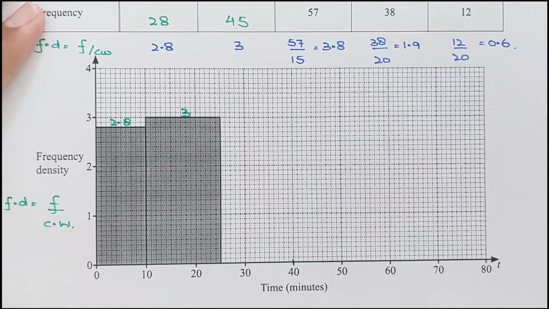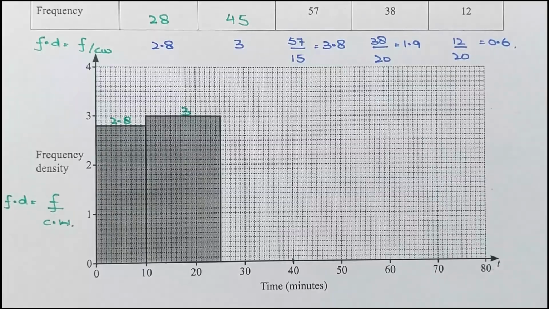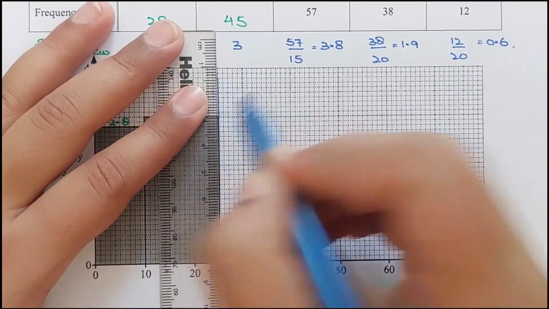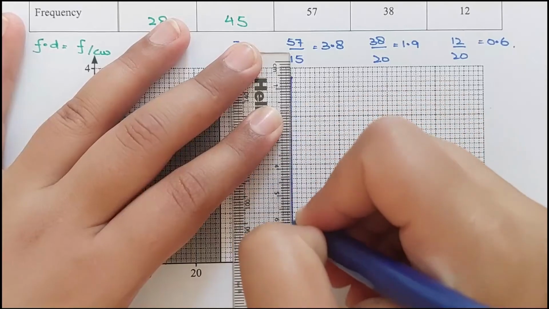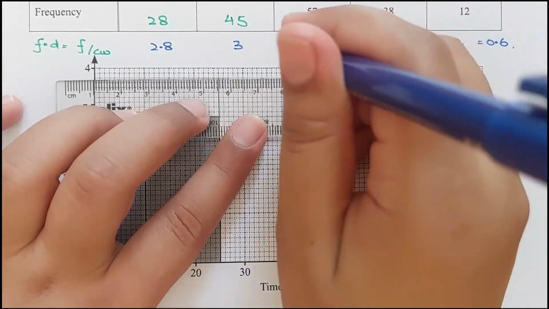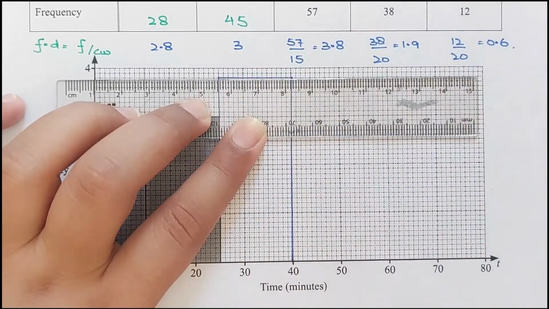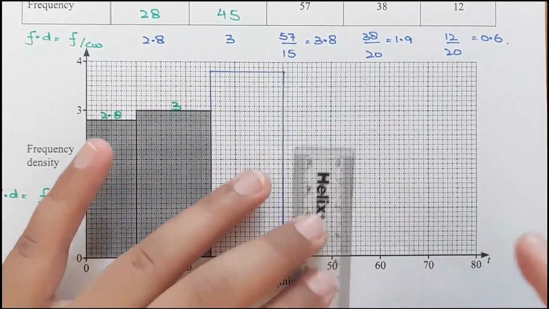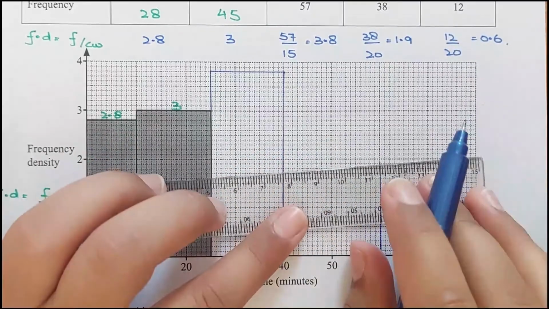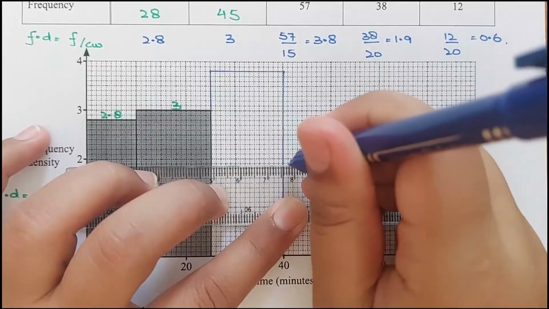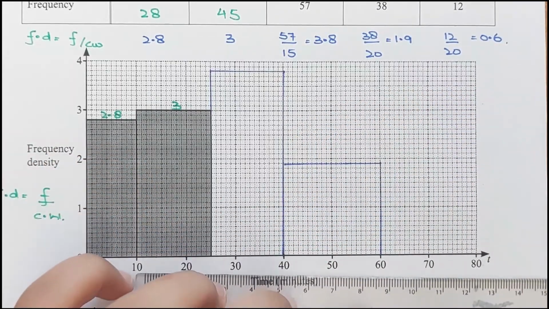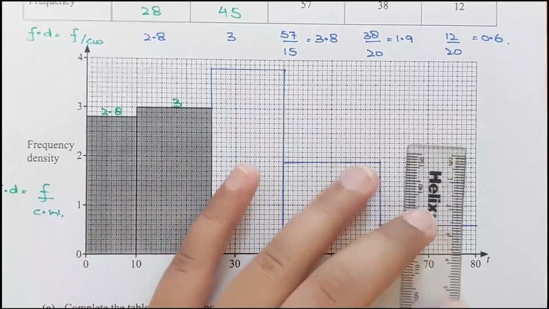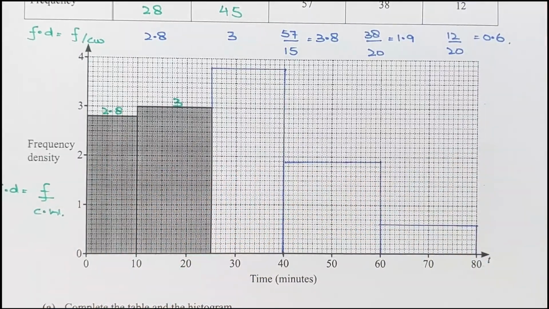All right, so 3.8. Let me complete the histogram. Here is 3.8 until 40, and this is the interval 25 to 40. Next, the interval 40 to 60 is 1.9. And 60 to 80 is 0.6, which is one block above 0.5. Alright, so the histogram is completed.